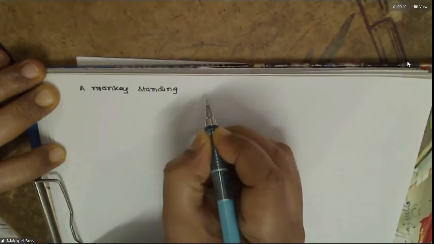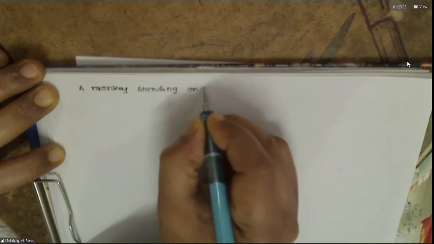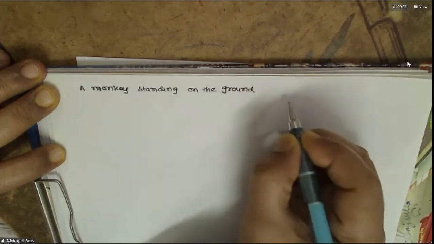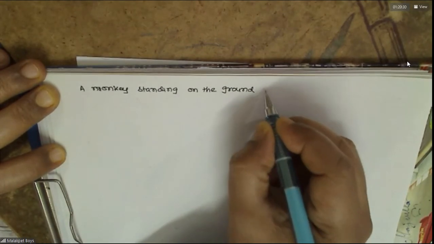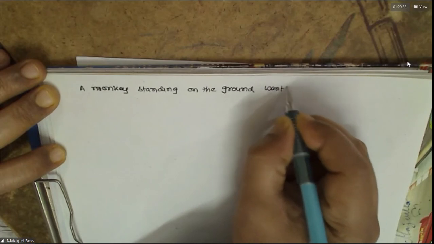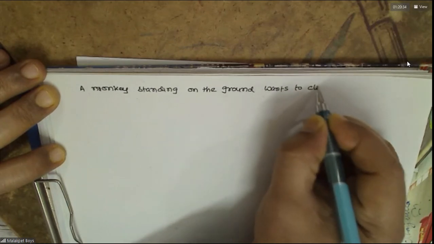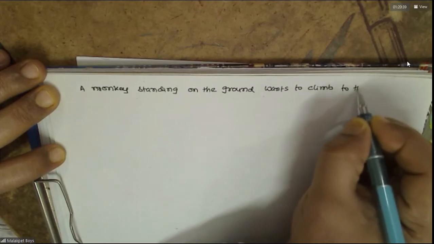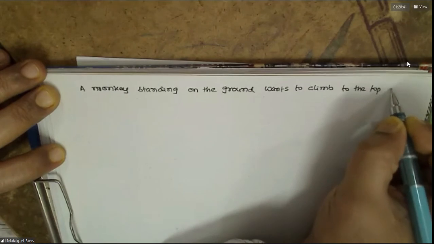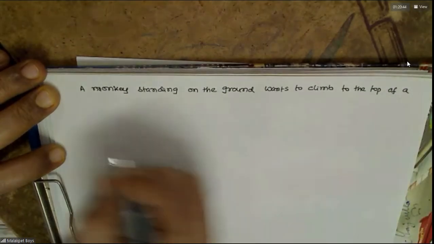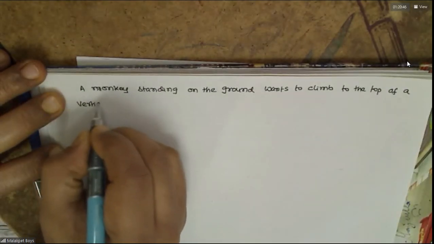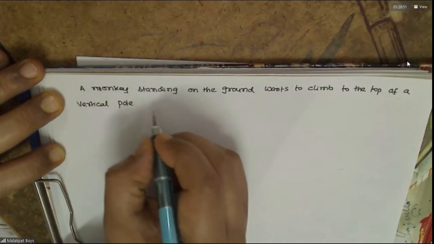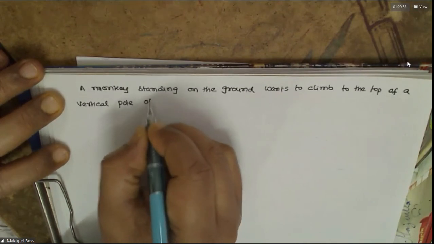A monkey standing on the ground wants to climb to the top of a vertical pole of 15 meters.